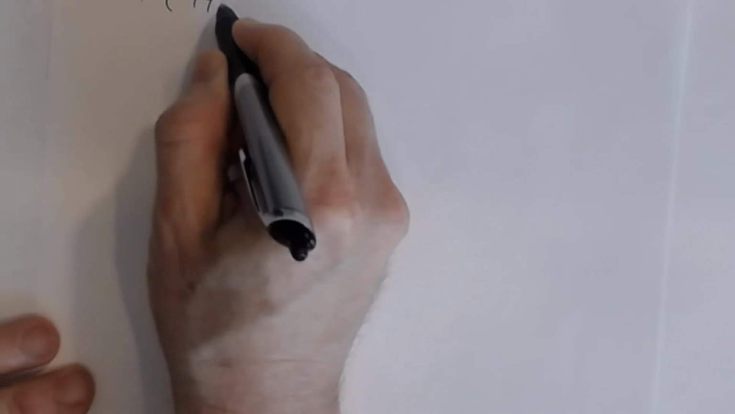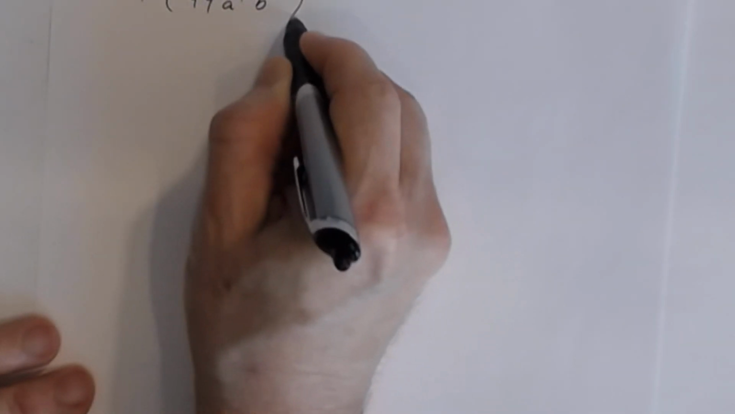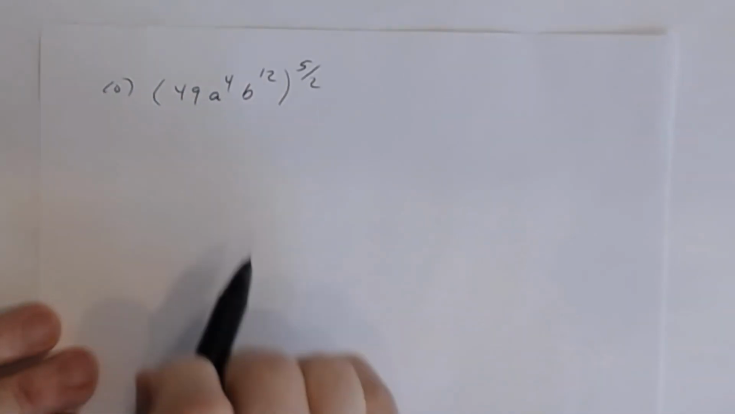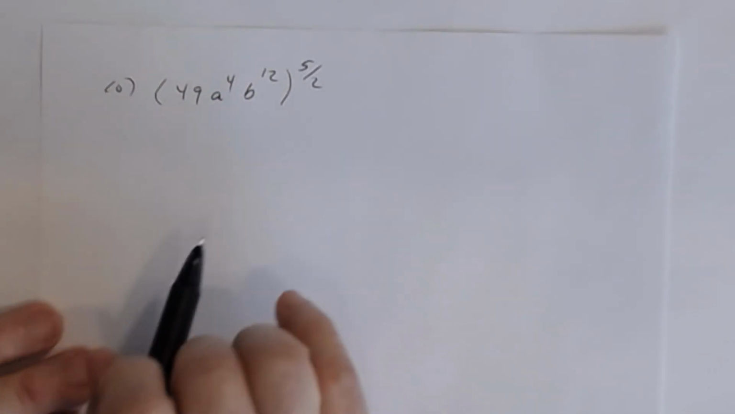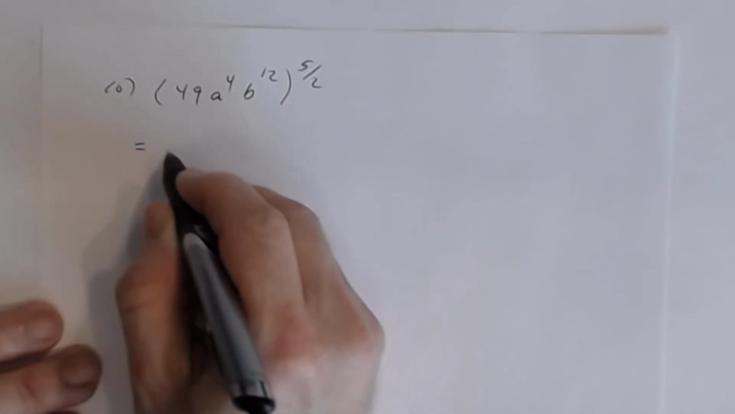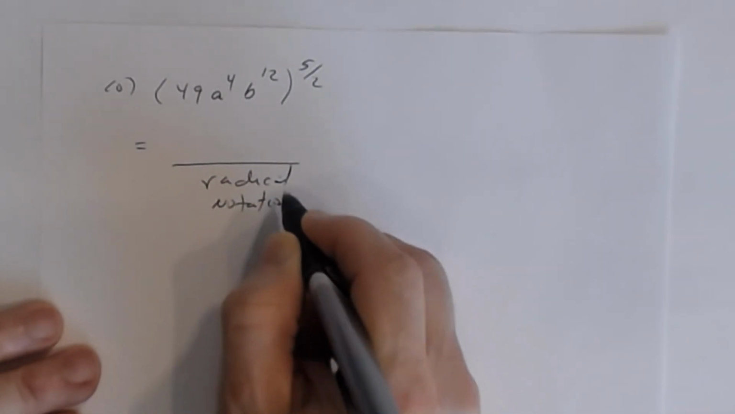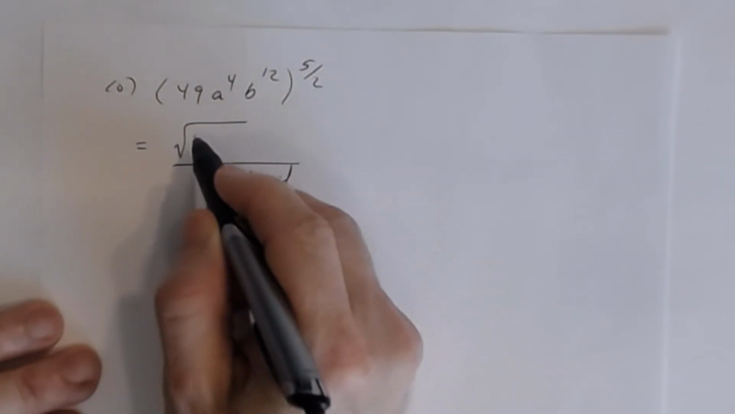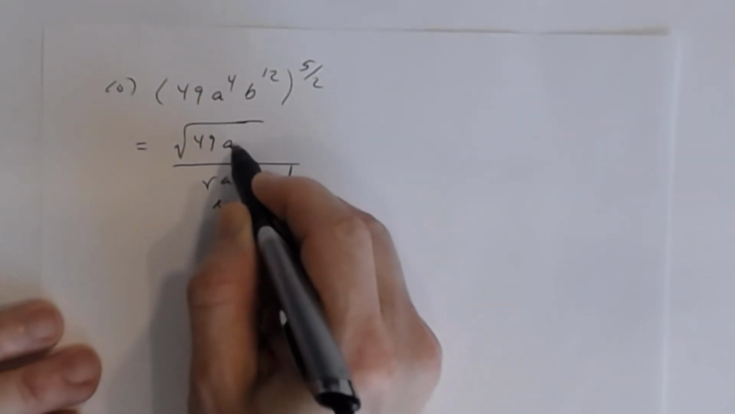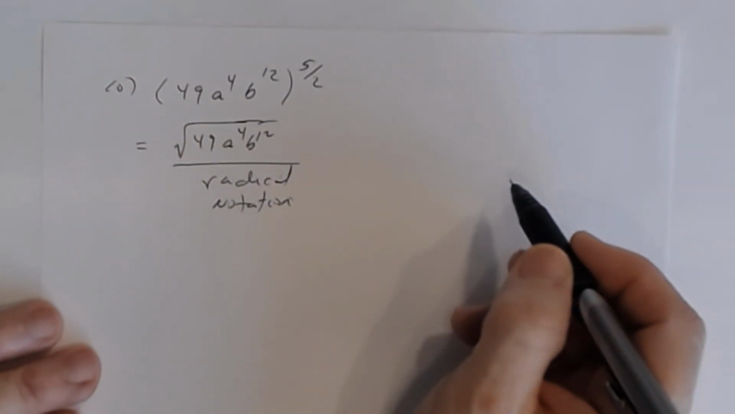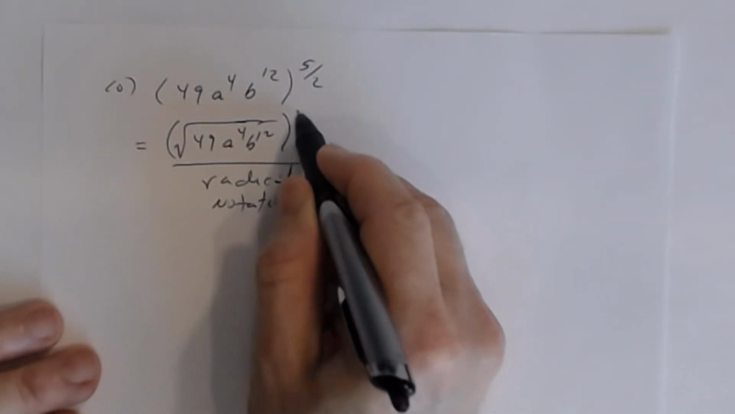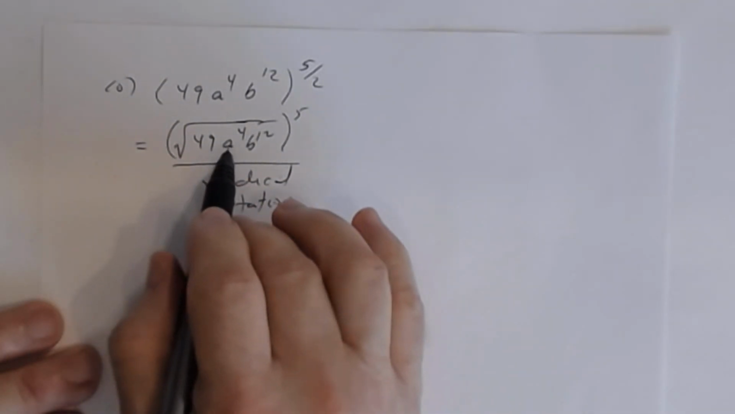Okay, number 10. So in number 10, we have 49, a to the 4th power, b to the 12th, all raised to the 5/2 power. So as a radical, this is radical notation. You're going to write this as the square root, so the denominator is your index. Square root of 49, a to the 4th, b to the 12th, all raised to the 5th power. This is the way I would write this.